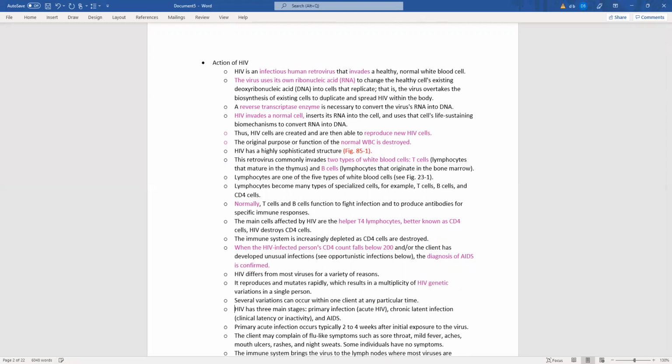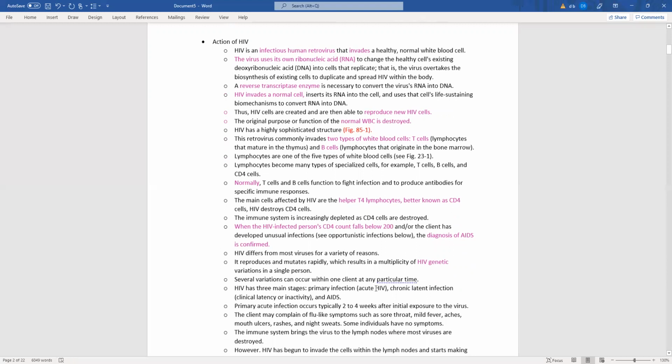HIV has three main stages. You got primary, which is acute. It came on fast. You got chronic latent infection, which came on slow. And clinical latency, aka clinical inactivity. I guess that's the one where they say it's dormant. It lies dormant. And then you got AIDS.